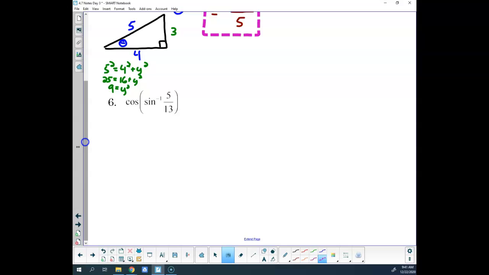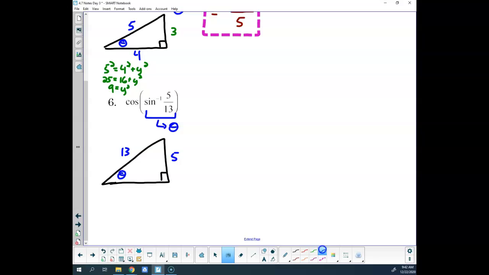Let's try another one here. Cosine of the inverse sine of 5/13. So the inverse sine of 5/13, that's going to give me my theta. Sine is positive in quadrant number 1. So again, I'm going to draw a quadrant 1 triangle. This time, however, theta is going to be there. 5 is my opposite side. 13 is my hypotenuse. Sine is opposite over hypotenuse.